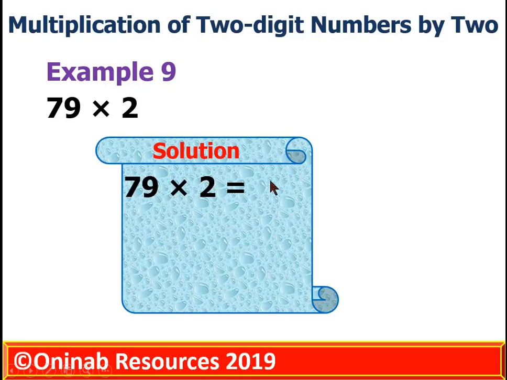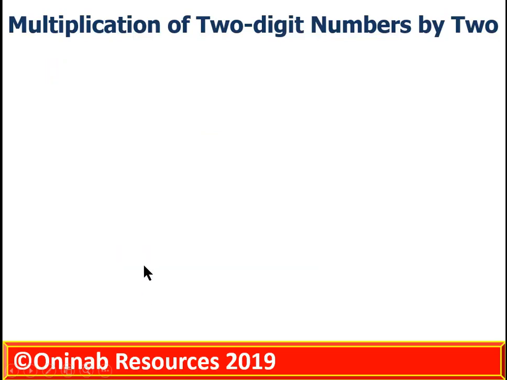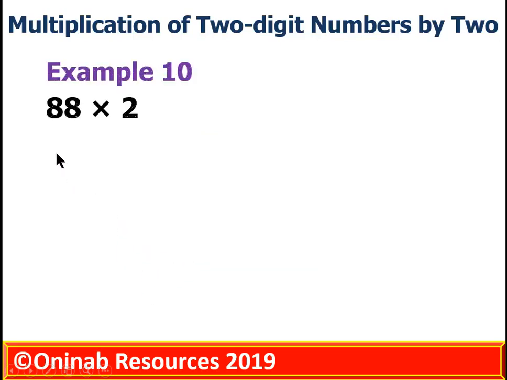So 79 times 2 will be arranged as 79 multiplied by 2. Now 2 times 9 is 18. We write 8 and carry 1. 2 times 7 gives 14. 14 plus the one we carried here gives 15. So 79 times 2 gives 158. So example 10. For example 10, we have 88 times 2.